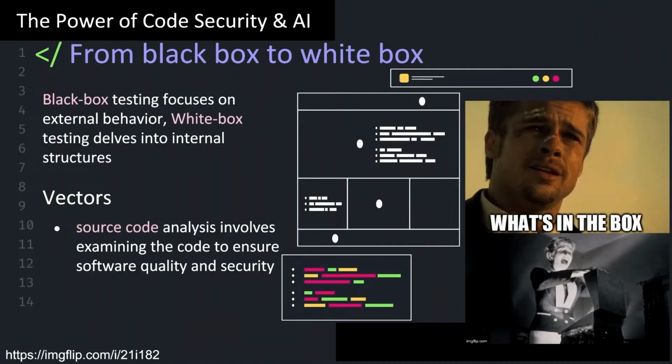Then we must talk about black box to white box. When we want to do security testing on the program code, we can use detection methods from black box to white box. Black box testing focuses on the external behavior, and white box testing delves into the internal structure. Source code analysis involves examining the code intimately to ensure software quality and security.